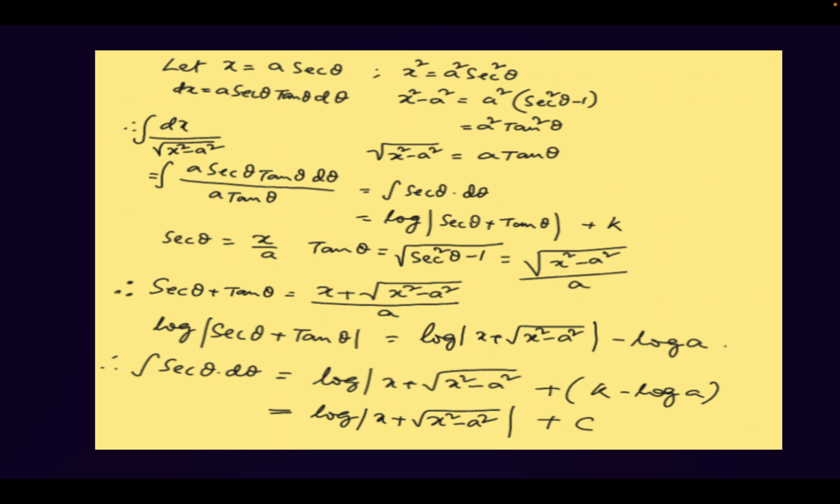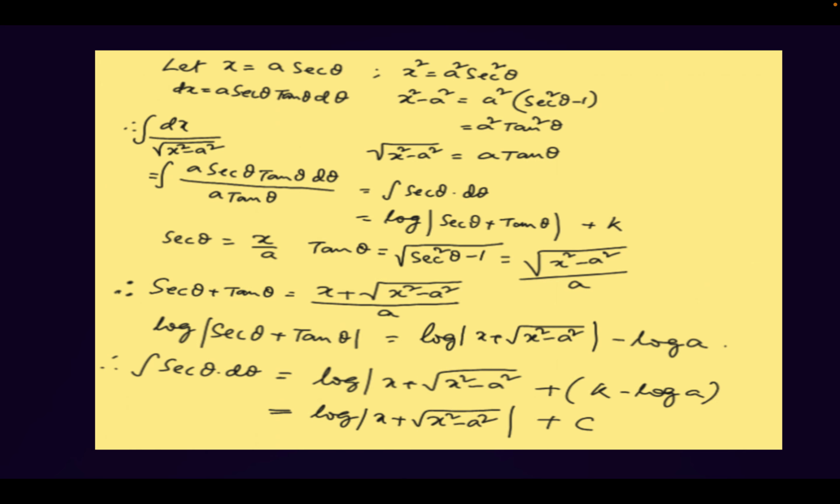Now what are secant and tan in terms of x and a? Secant theta is x by a, and tan theta is root of secant square theta minus 1, which is root of x square minus a square by a. Adding them, you get x plus root x square minus a square, by a. The logarithm of secant theta plus tan theta is logarithm of x plus root of x square minus a square, minus log a, the way log of m by n is handled.